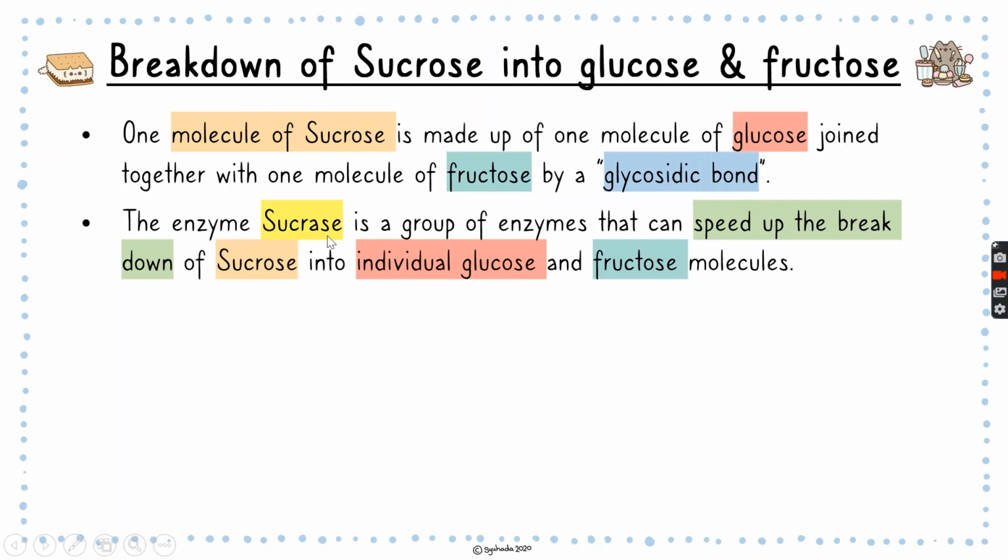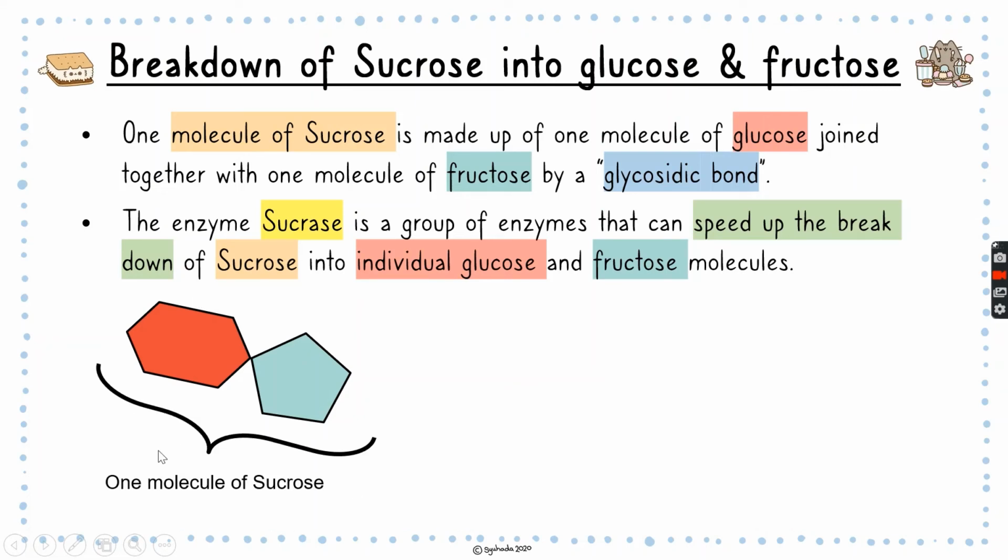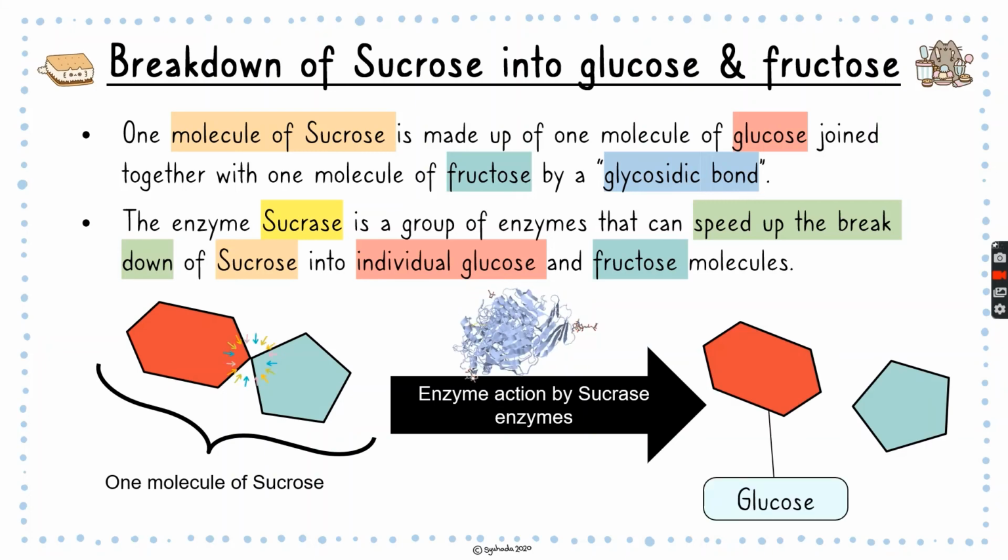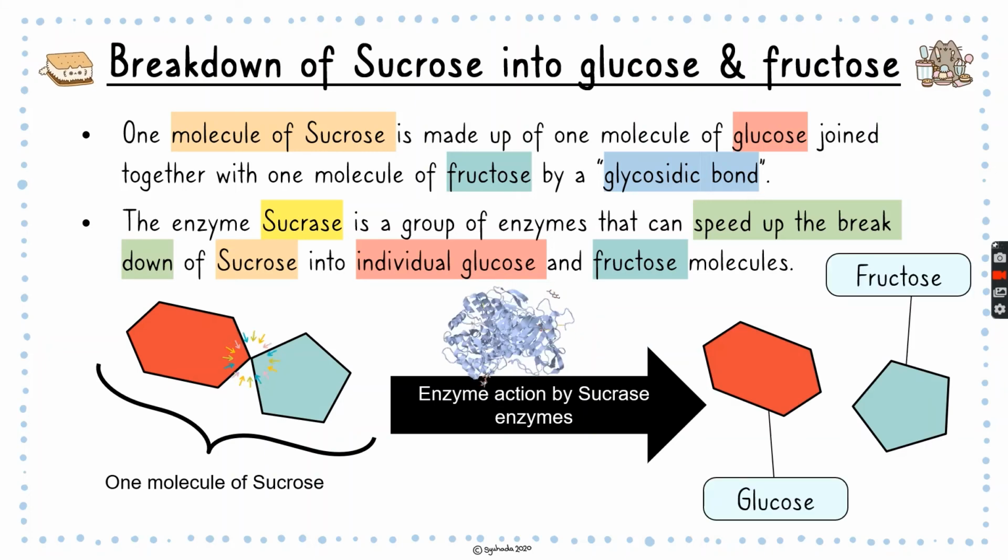But the enzyme sucrase can speed up the breakdown of sucrose into individual glucose and fructose molecules. This right here is glucose, and this shape right here is actually your fructose. And together, when they are bound together like that, you get sucrose. So the enzyme sucrase will act on that bond right there to separate it into glucose and fructose.